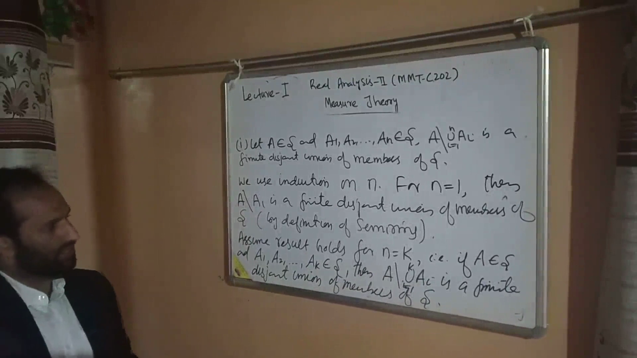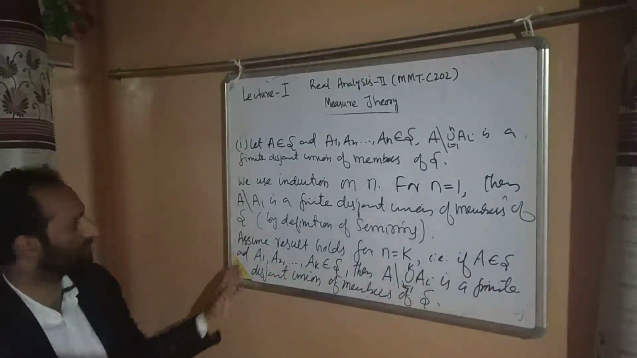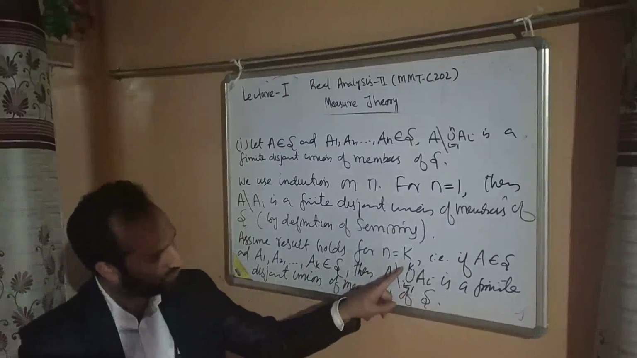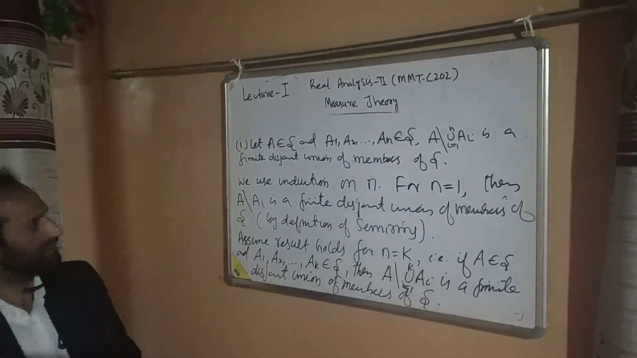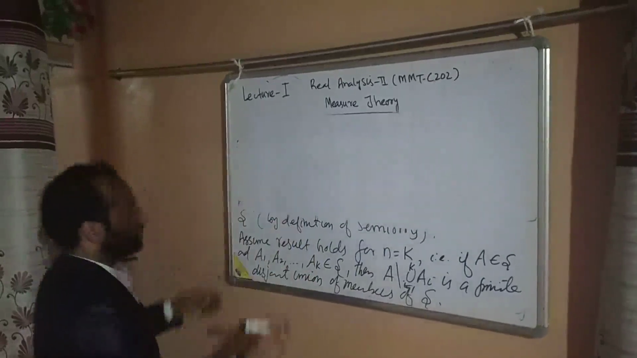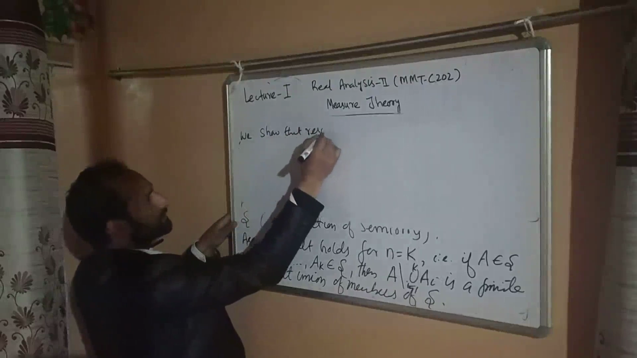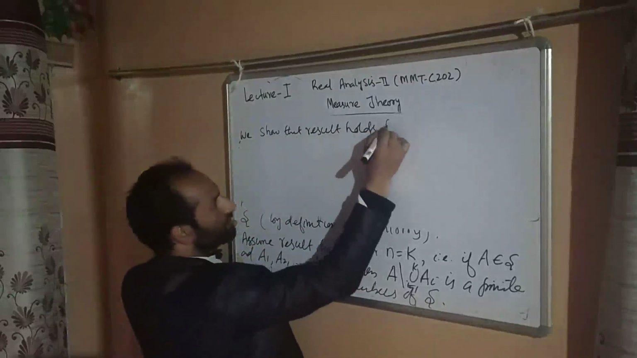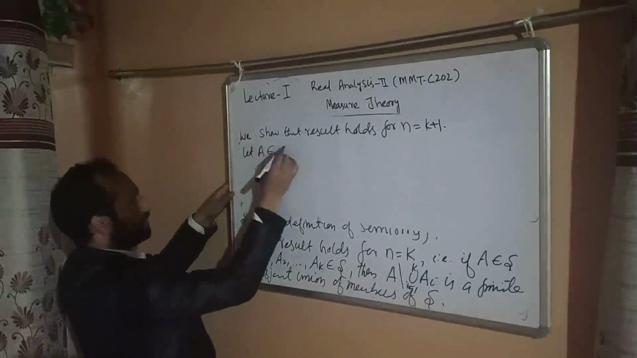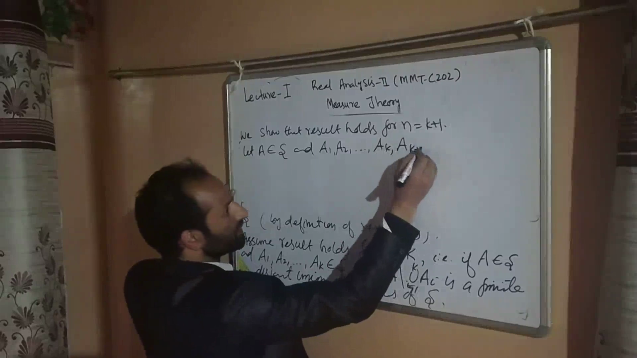So we prove that the result also holds for n equal to k plus 1. That is, we show that for any set A in S and for any k plus 1 sets A1, A2, up to Ak plus 1 in S, A minus the union of Ai, i running from 1 to k plus 1, is a finite disjoint union of members of S. So for this, let A belong to S and A1, A2, and so on up to Ak plus 1 be k plus 1 members of S.